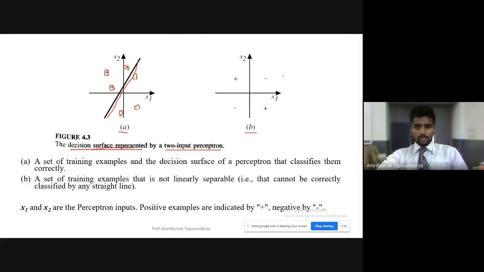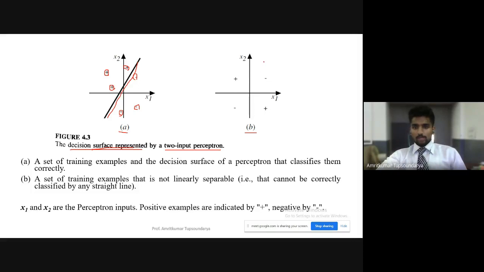But in the second case, that is figure B, you cannot form any hyperplane or any line which can actually segregate all the positive examples and all the negative examples, right? So it cannot be linearly separable. That is, it cannot be correctly classified, whether it has to be a positive result or a negative result. So it cannot be correctly classified by any straight line in this case.